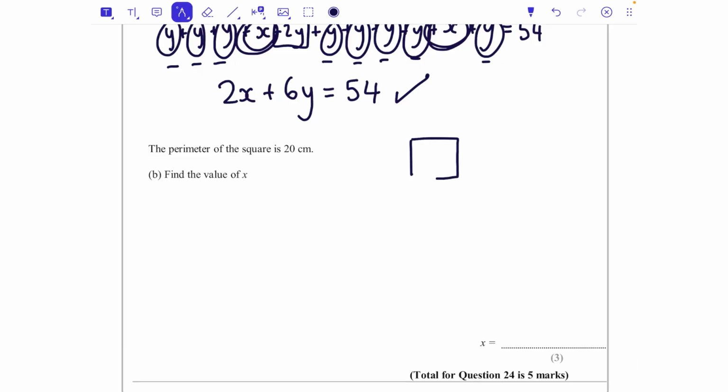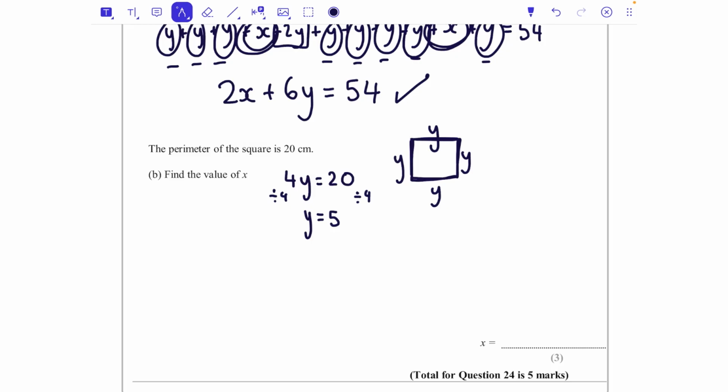So the square was y, y, y, and y, and we're now being told that the perimeter of that square is 20. Well, if y add y add y add y is 20, then 4y equals 20. And that means we know that each side, if we divide by 4, y has to be 5. 5 add 5 add 5 add 5 is going to give a perimeter of 20.